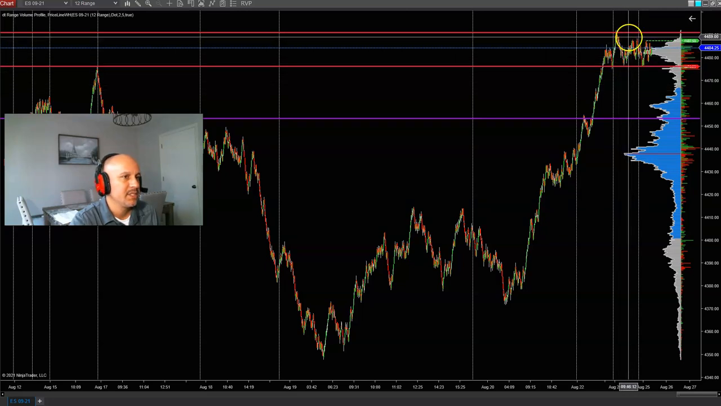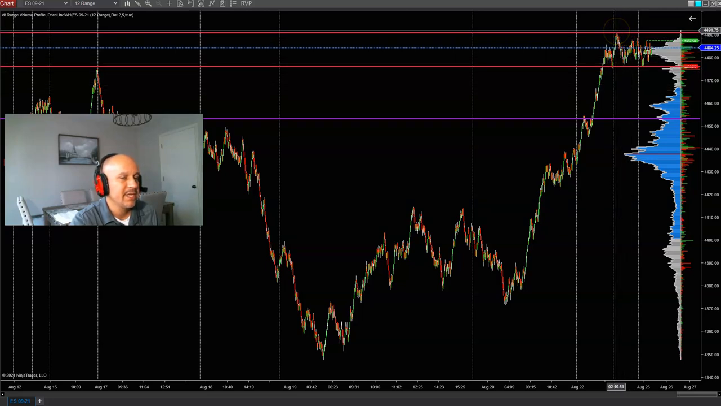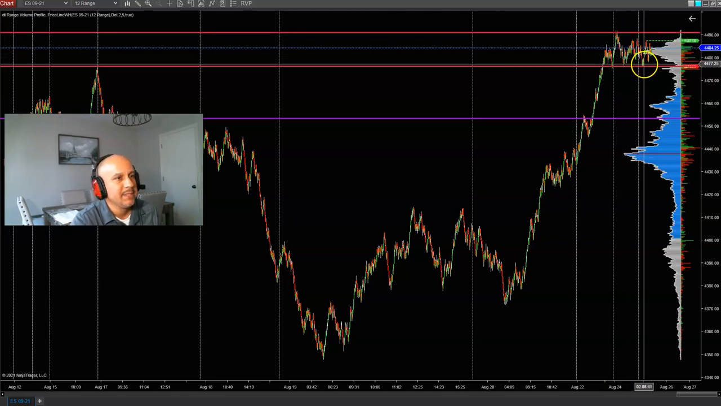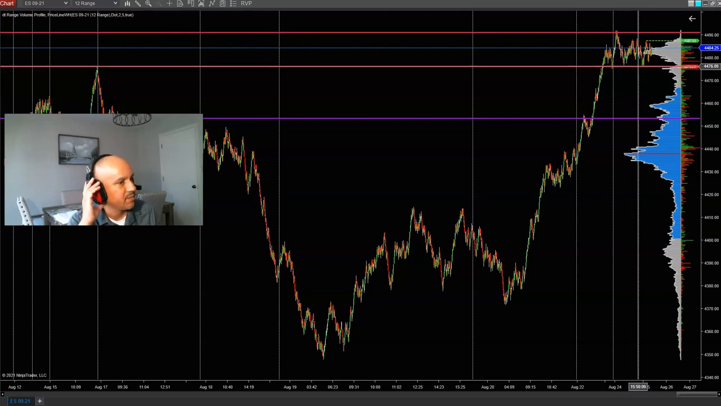Now it did push higher, and what I wanted to see was price take this level here, this area at 44.92, which it didn't. But it pulled back to this level again. There was a third attempt.